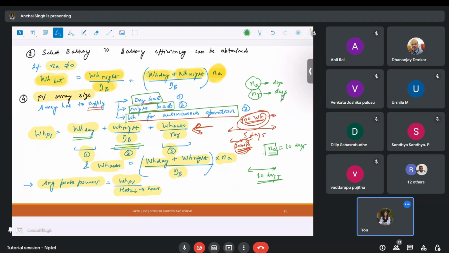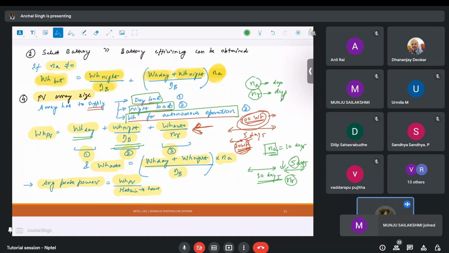Now, since you are supplying with the battery for 10 days, after 10 days, on the 11th day, when sunlight is coming, I will have to start charging my battery. Suppose I am going to charge my battery within the next 5 days. This 5 days within which I am planning to charge my battery is called NR.